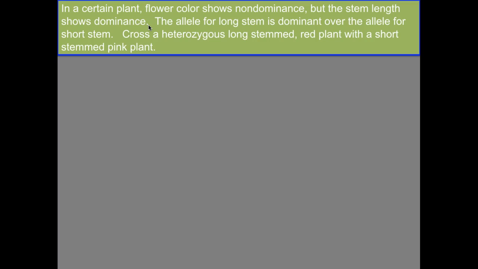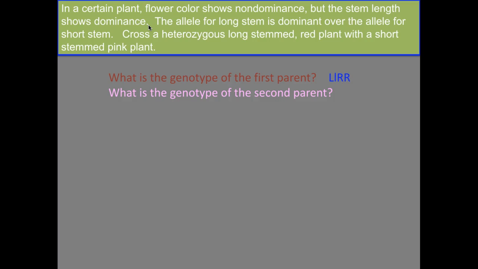Remember, this is a little bit different because the stem length is dominant. So we're going to use big L, big R, little r. But for the pink and red colors, we're going to use just two large capital letters. Let's look at this real quick. Genotype of the first parent. I don't know what actual letters they're going to use, but remember what I told you: since these are dominant recessive, you have to use big R, little r. And then big R codes for a red flower. Remember, this shows non-dominance or incomplete dominance.